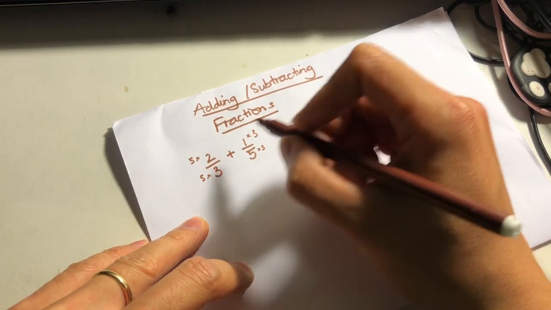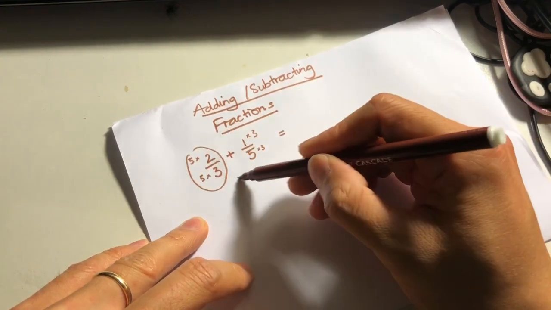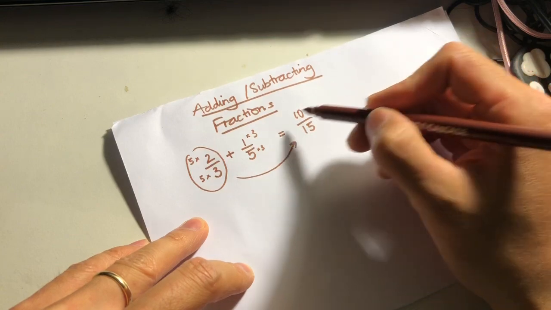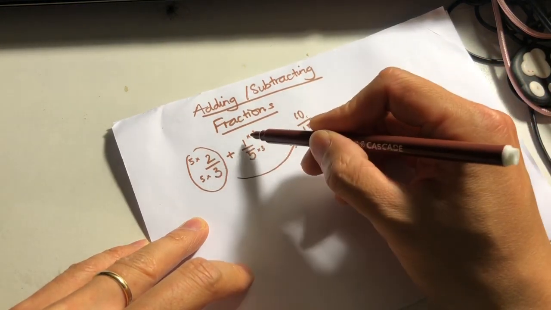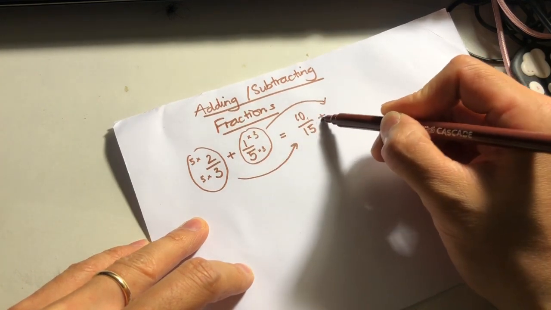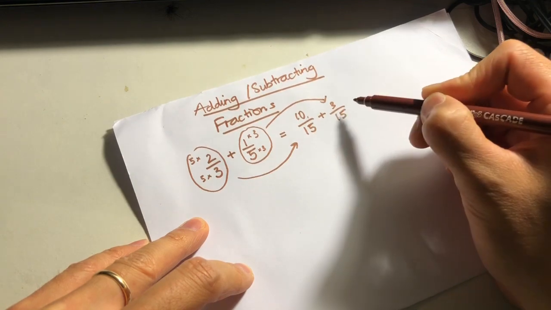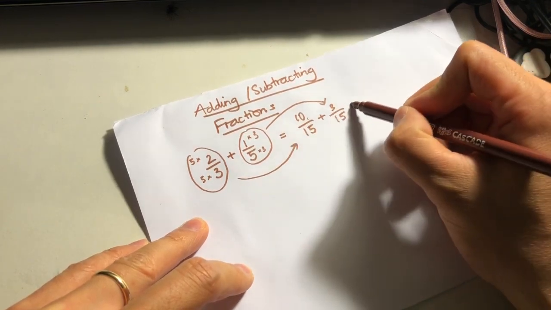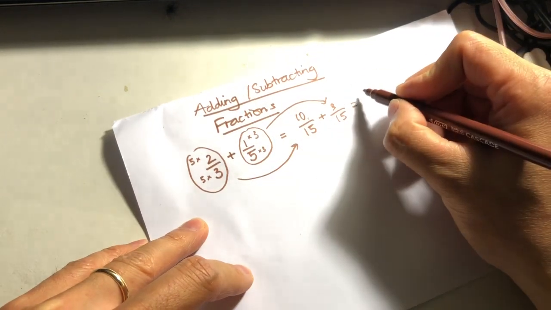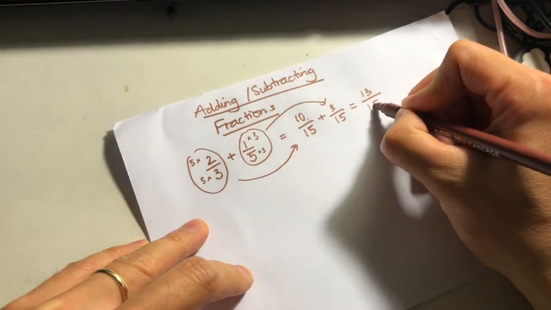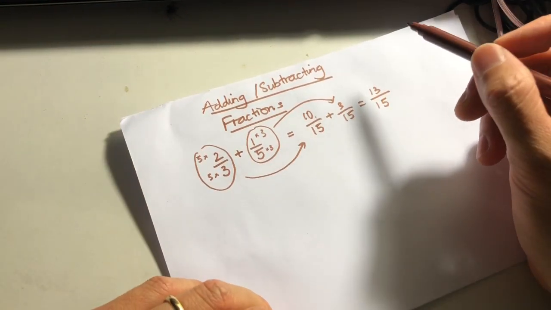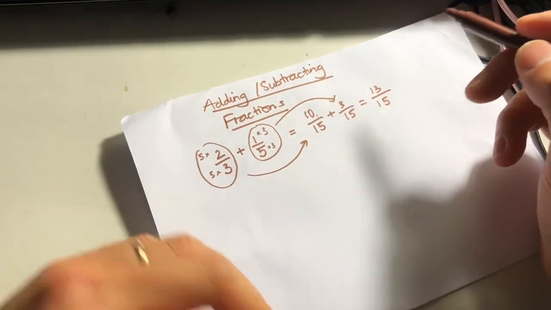So now this becomes 10/15, which is equivalent to 2/3, and this guy here becomes 3/15. Easy peasy. So you can add them together. 10/15 plus 3/15 obviously going to give you 13/15. Alright, so this is what we used to do in year 9 to make the bottom, or denominator, the same.